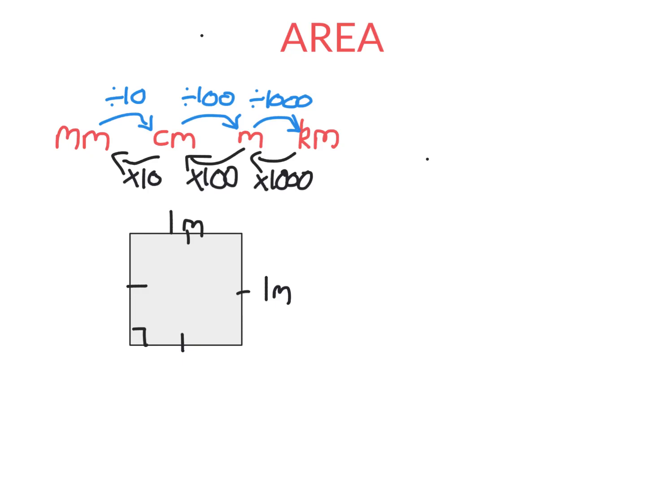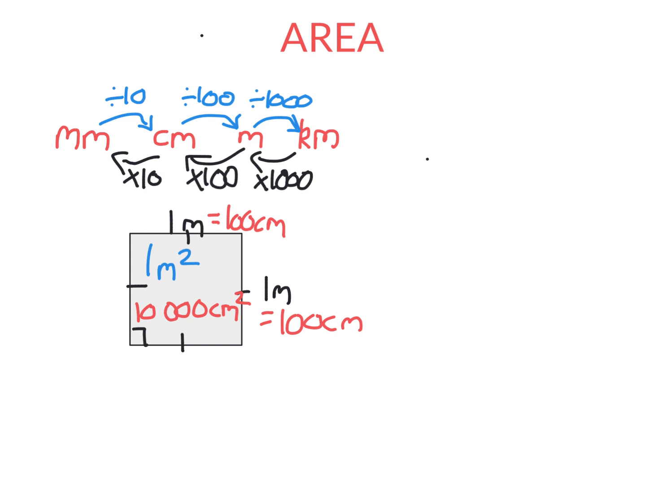Thank you so much for tuning into this video in which we will review area. So let's start off with this shape here, a square that's 1 meter by 1 meter. It has area 1 meter squared. But of course 1 meter is the same as 100 centimeters. So this square actually has area 100 by 100, which is 10,000 centimeters squared. So that means 1 square meter is actually 10,000 square centimeters.